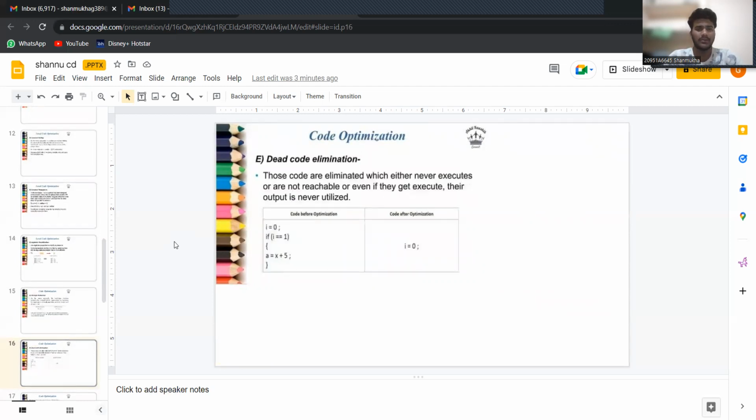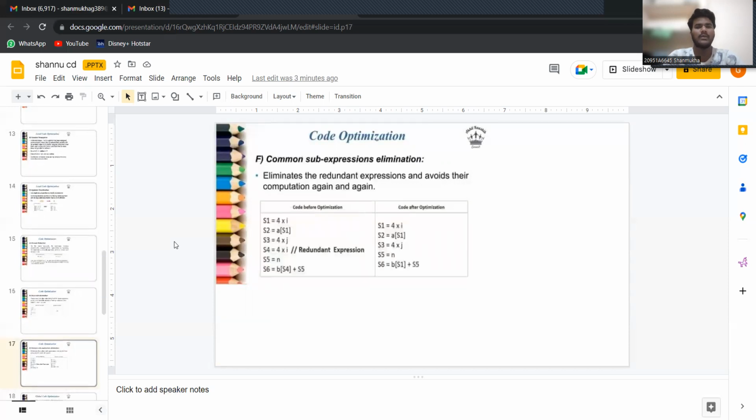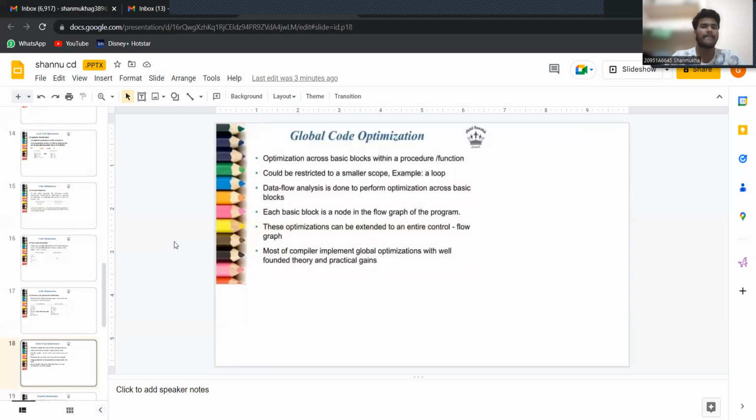Dead code elimination: code that is either never executed or not reachable, or even if it gets executed, is never utilized, is eliminated. Common subexpression elimination eliminates the redundant expressions and avoids repetition again and again.